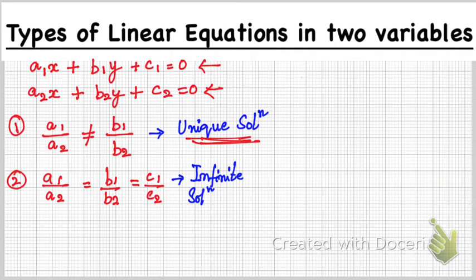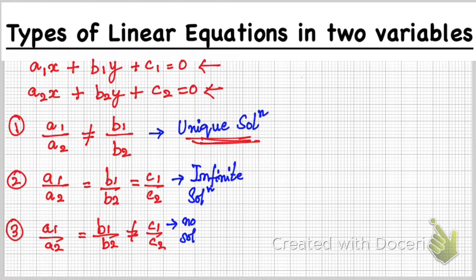Now moving on to the third case, that is a1 by a2 is equal to b1 by b2 is not equal to c1 by c2. It means the lines are parallel, and you don't have any solution. It means no solution, and the lines are parallel to each other.